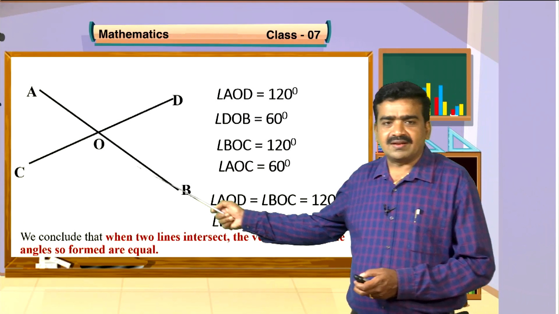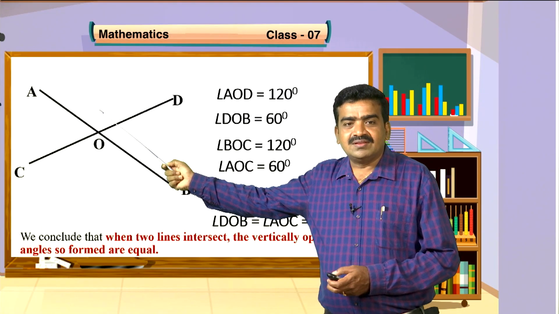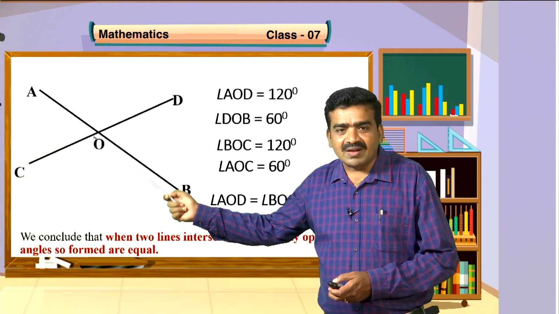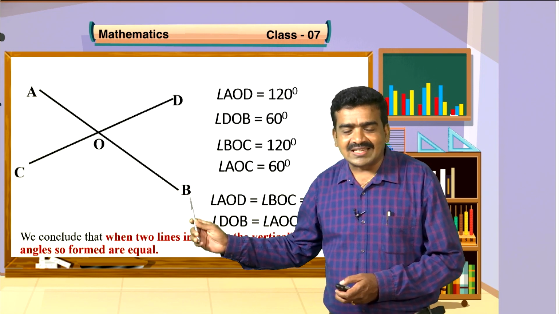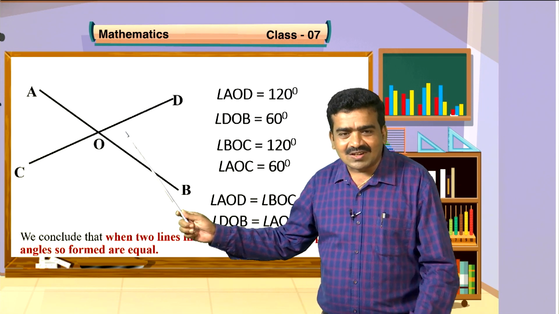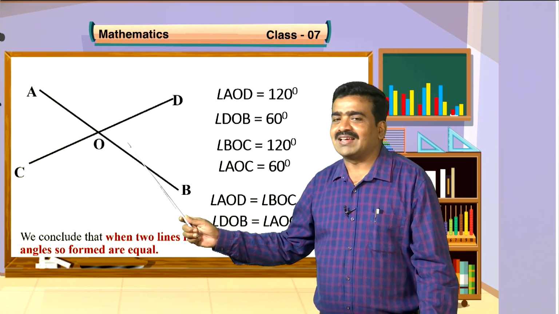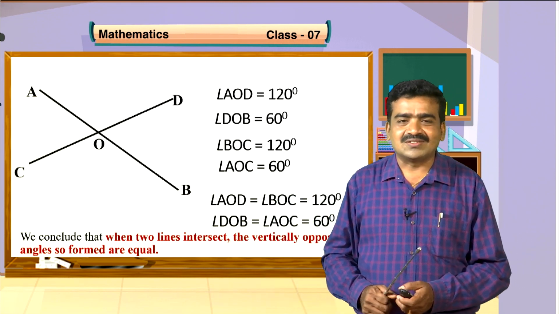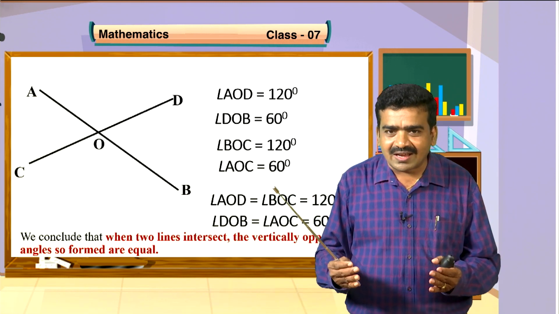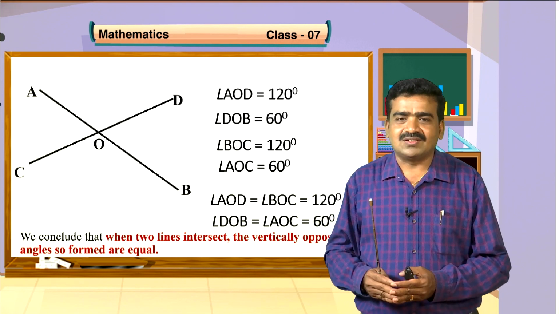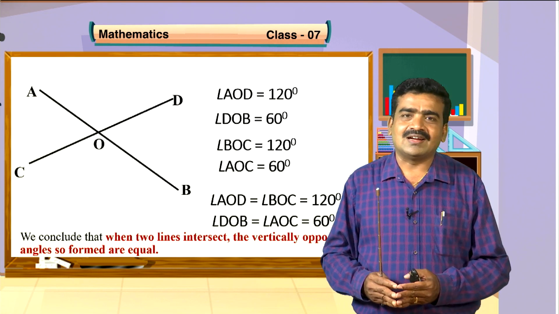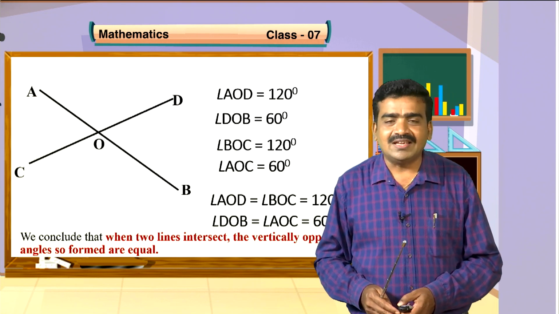See, look at over here. This is the vertex. These two are called vertically opposite angles. The measurement of these two will be 120 degrees in this case, and these two are also called vertically opposite angles. Here in this case, these two measure 60 degrees. So, what conclusion can we draw by seeing this? Yes, you are right, my dear student. Vertical angles formed by intersecting two lines are always equal.